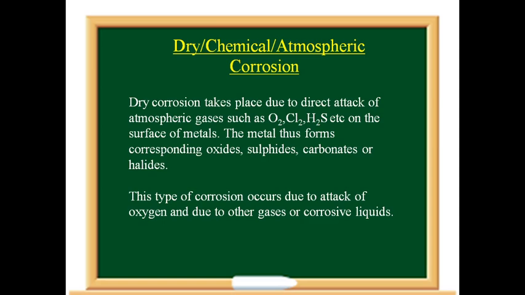So when these gases react with metals, the metals form metal oxides. And if there is chloride or some other halogens then it will form halides. If there is hydrogen sulfide then it will form sulfides and so on, carbonates also. So generally we have to remember that this dry corrosion takes place only due to direct attack of these gases. So this attack is due to oxygen and other gases. So first of all we will study attack due to oxygen.